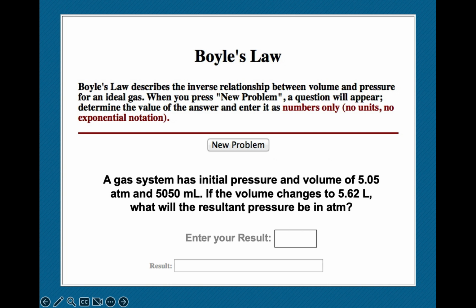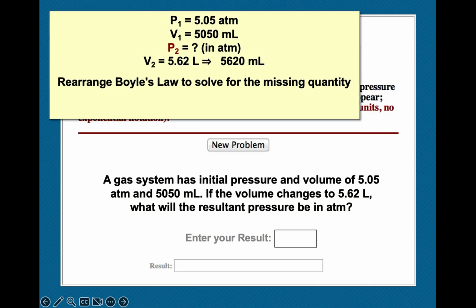When I do these things, the first thing I do is make a little list of what I have. I know I'm going to do P1, V1, P2, V2. So I make a list. P1 is this, P2 is that, V1, whatever. We're looking for P2 in atmospheres. We have atmospheres, that's good. Our initial volume here was 550. So what I did is I changed V2 from liters to milliliters simply by multiplying by 1,000.